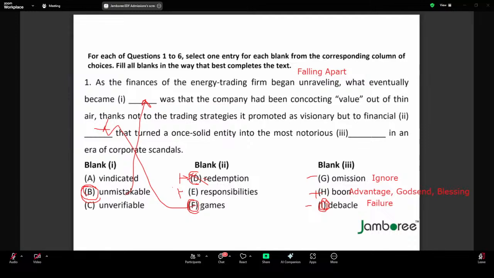Financial games they were playing. They're talking specifically, which is not directly in the context of the passage. But okay, one word is left. Vindicated. Vindicated, to be proven correct. That's vindicated. Proven correct.